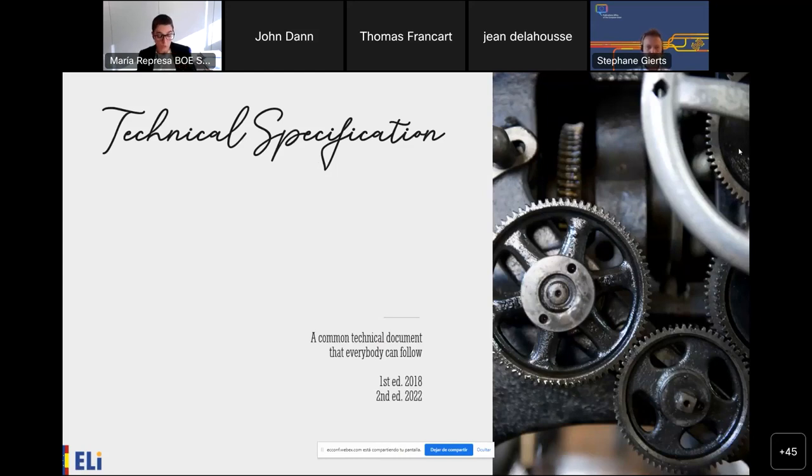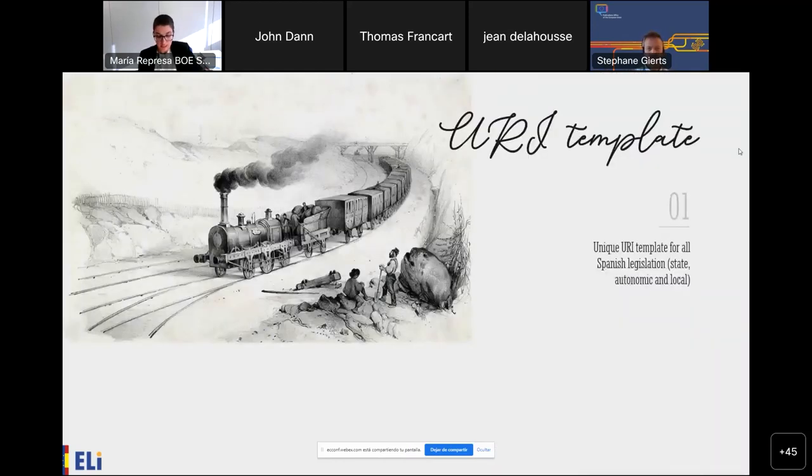This document, prepared by the working group, was formally adopted by the National Commission for E-Government as a technical specification. There was a first edition in 2018 for state and autonomic legislation, and a second one this very same year that includes the local regulations. I'm not going to present the details of the specification. I'm just going to highlight the key points. The first of these has been to establish a single URI template for all legislation, regardless of the territorial level, so state, autonomic, or local, in order to guarantee mutual interoperability.